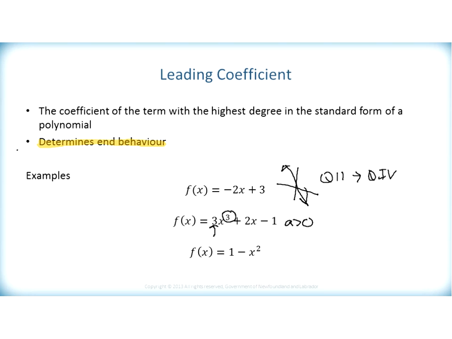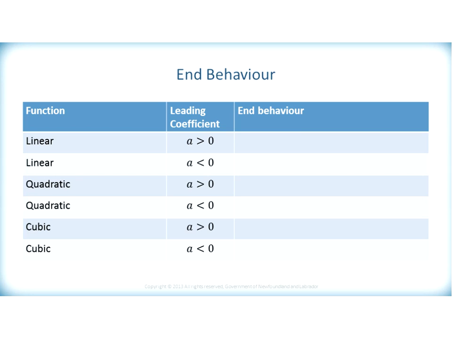And in the last function, we have a function of degree 2, which is a parabola, a quadratic function. In this case, our leading coefficient would be -1. This would be a is less than 0. So that's how to identify the leading coefficient from an equation of a polynomial function. So what does this tell us about the end behavior?